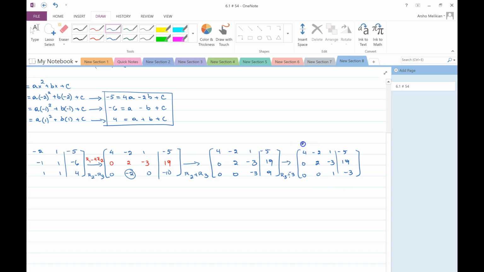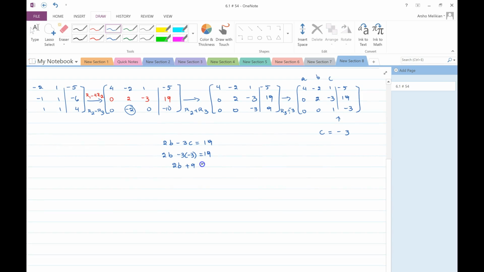Remember this was the A column, the B, and the C column. From here, this tells me that C equals negative 3. And then the second row tells me 2B minus 3C is 19. 2B minus 3 times negative 3 is 19. C was negative 3, so 2B plus 9 is 19. B equals 5.